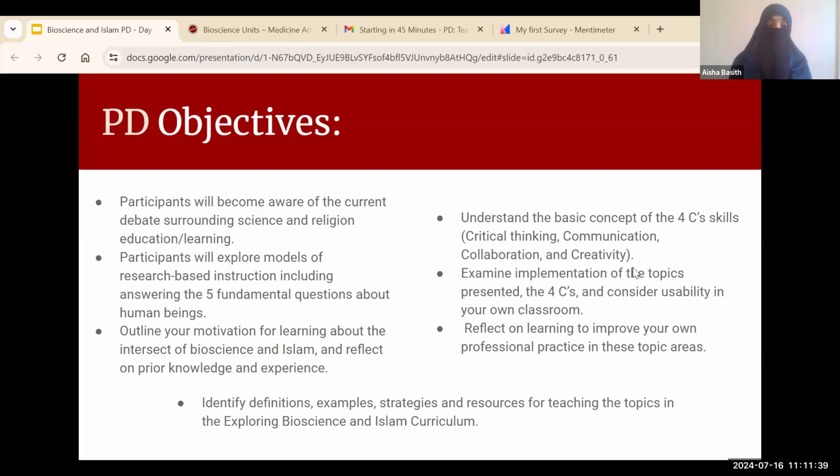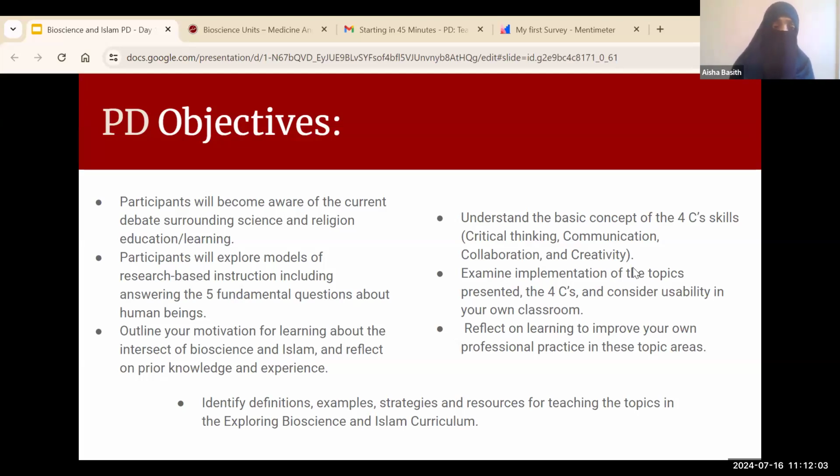Just to cover those and understand what our objectives are, you all as participants will become aware of the current debate surrounding science and religion, education and learning. With that, we'll explore models of research-based instruction, including answering the five fundamental questions about the human being. We'll get to what those are in detail, inshallah, in just a minute.